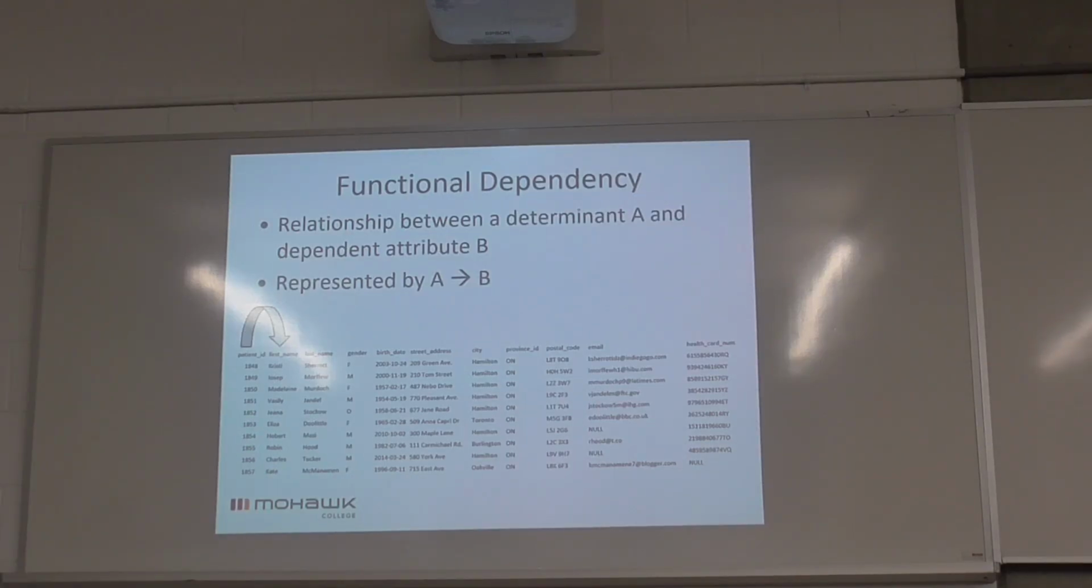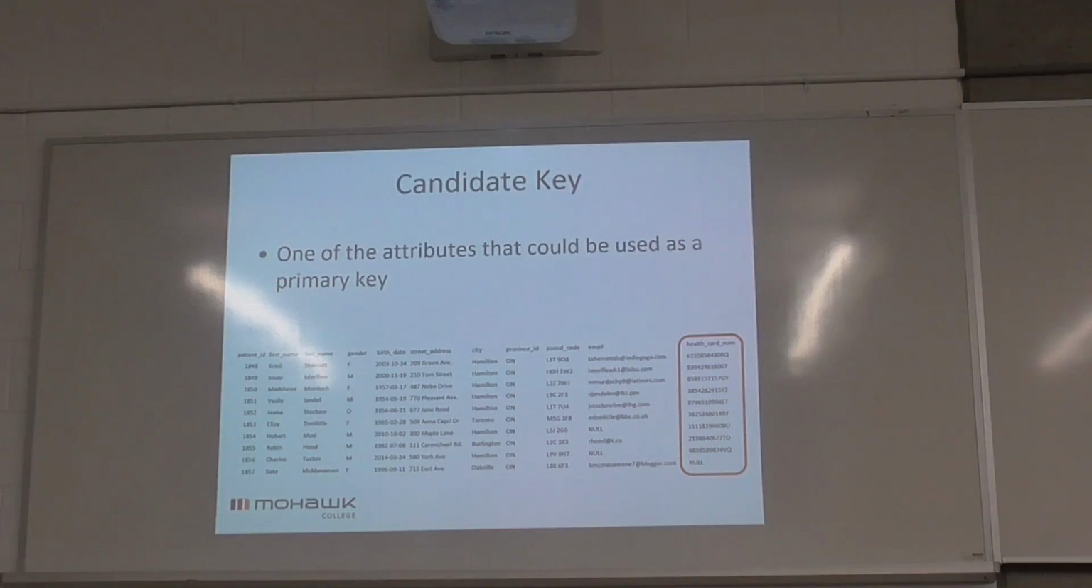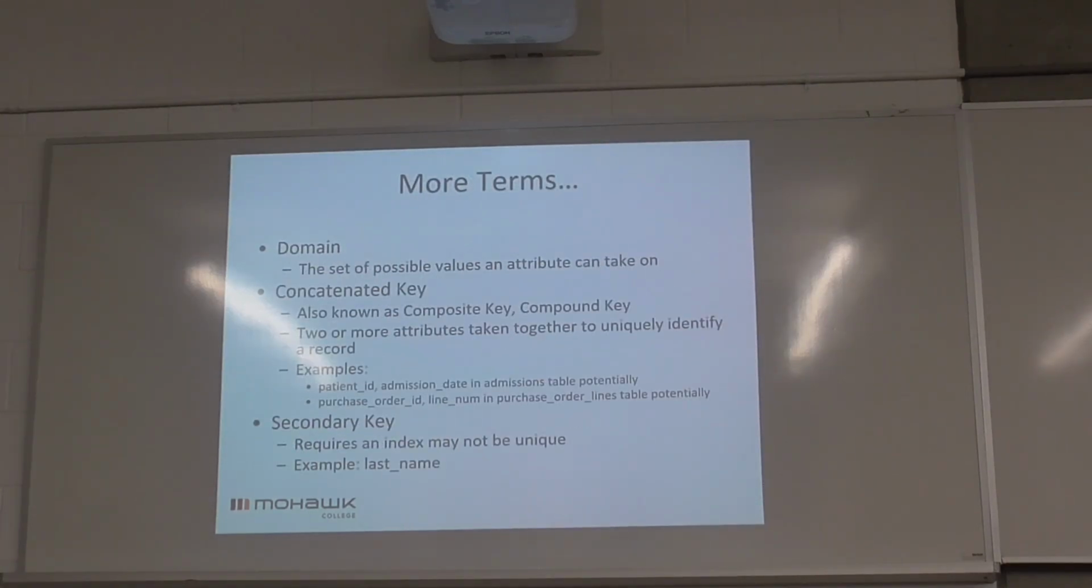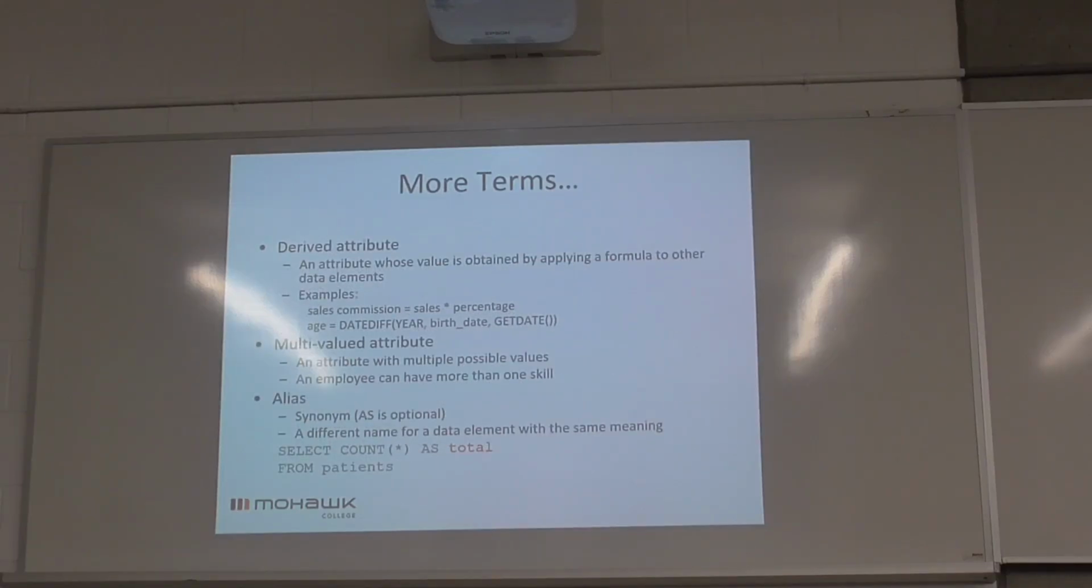Yes. Very good. Where are we here? Oh yeah. All right. There we go. So, derived attribute: an attribute whose value is obtained by applying a formula or other data element. Perimeter, in this example, is a derived attribute. Very good.